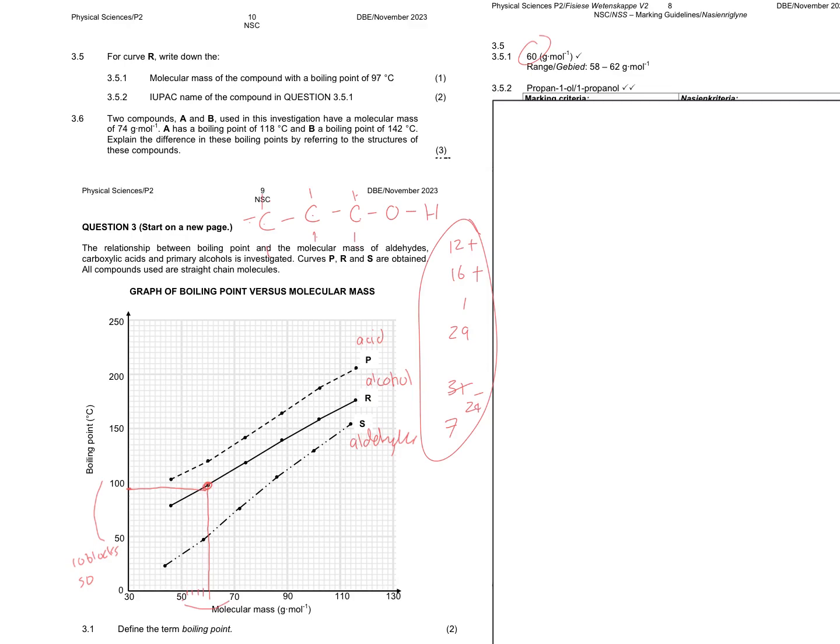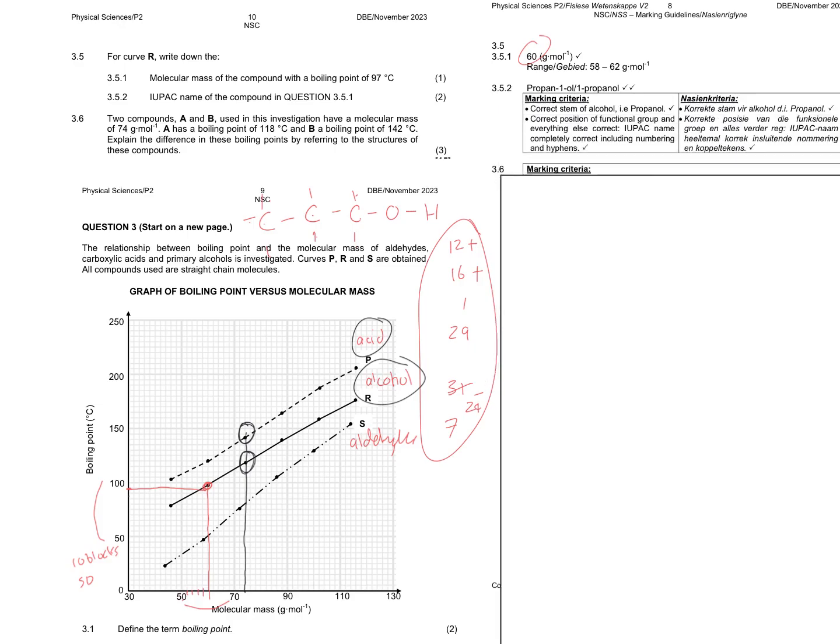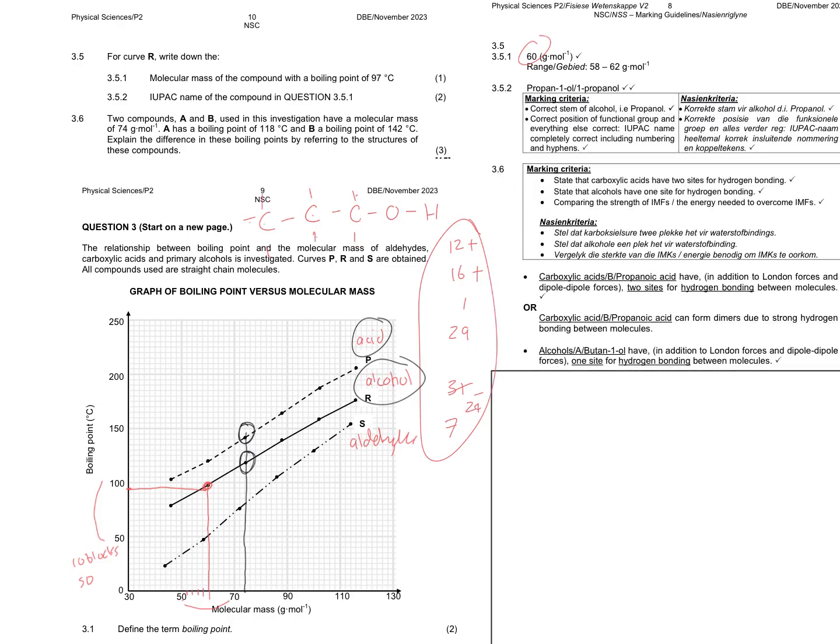So 74 would be around here if you want to try and get it from the graph. So 74 would be over there, and if I go through these, the one has a boiling point of 142, which is this one over here, and the other one has a boiling point of 118, which is going to be that one over there. We are comparing an alcohol with an acid. Both of those molecules have hydrogen bonding.